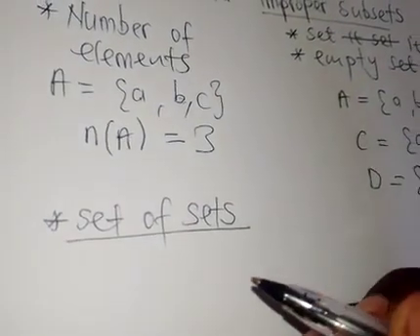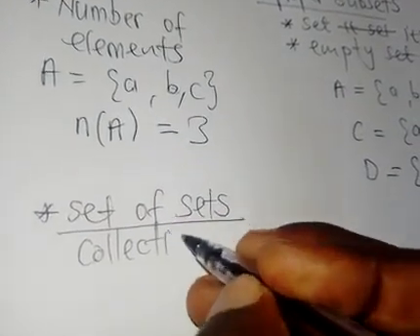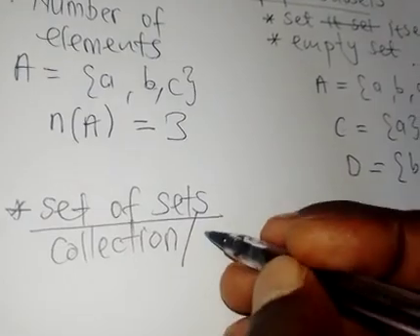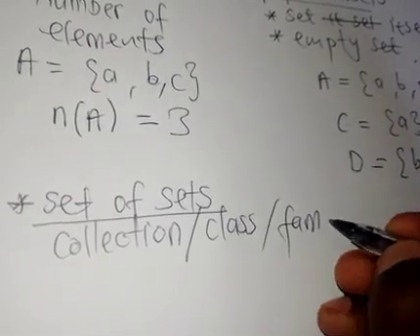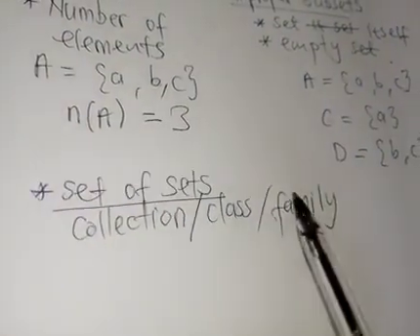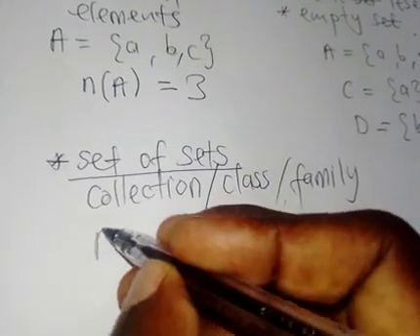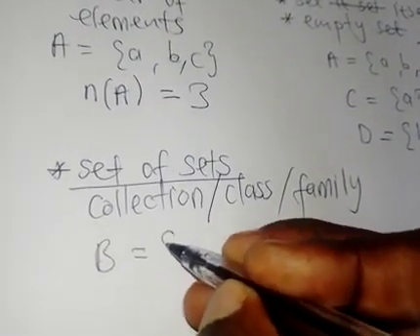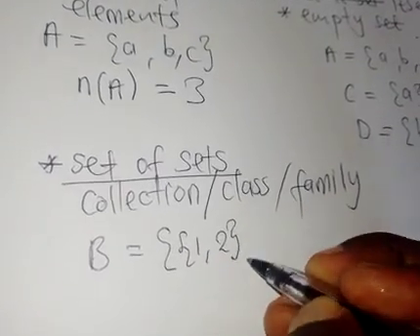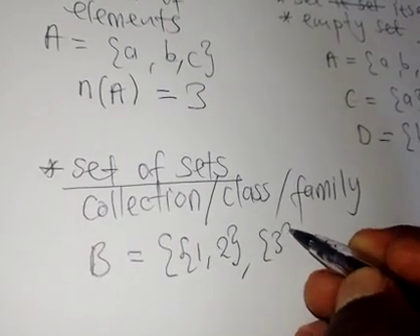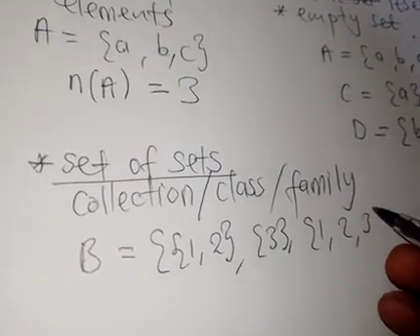So a set of sets is simply called a collection, class, or family. A set of sets is a collection, class, or family. For example, if you have set B equals {1, 2, 3}, {1, 2, 3}.